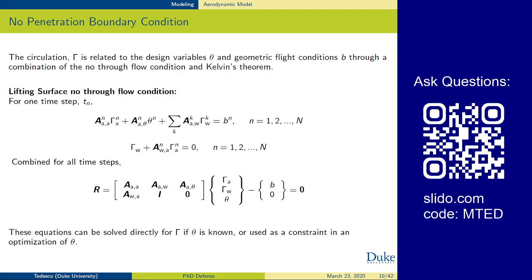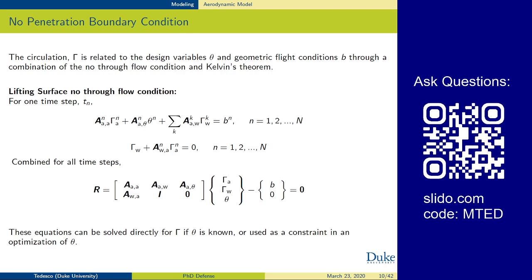But when it comes to the constraints that we might have to consider, we're going to have to consider the no penetration boundary condition, basically saying that no air is going to flow through a solid boundary. As we see in our equations here, it's going to relate our airfoil circulation, multiplied by a matrix A_A at a given time step. This is going to relate the influence coefficient of an airfoil panel on another airfoil panel. A_W will relate the influence of a wake panel to another airfoil panel. And then A_theta is going to be the relationship of our design variables.